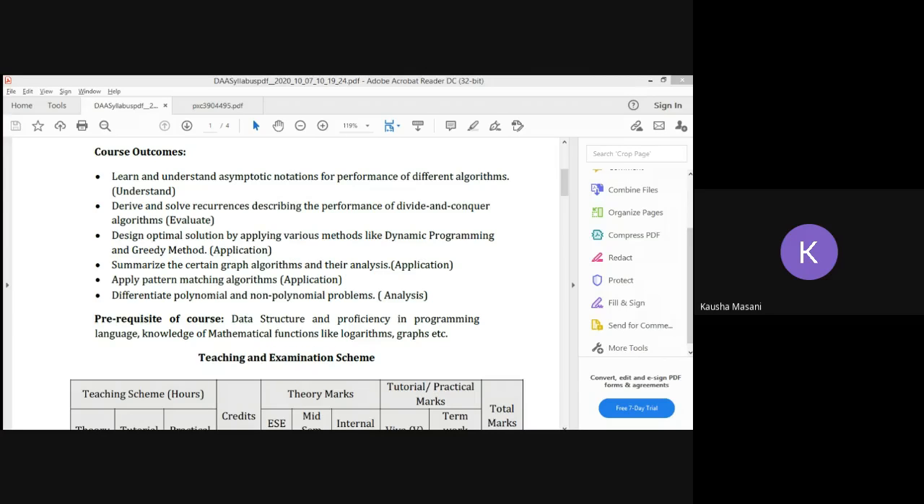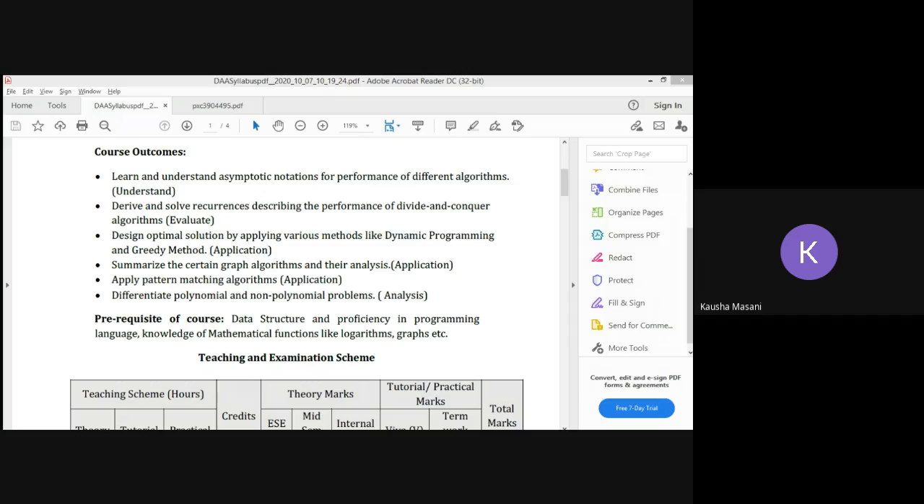How you are going to analyze the performance, that is what this subject is all about. How we are going to evaluate or analyze that this particular algorithm gives me the highest required performance. That is what this subject is going to help you decide. Now, what is the prerequisite of this course? The prerequisite is that you should know the data structure concept.